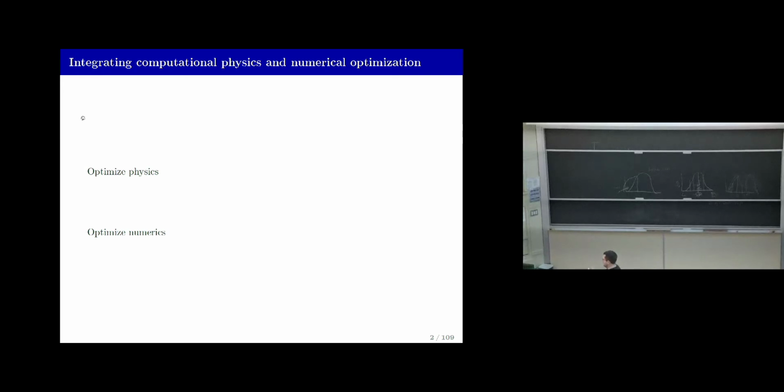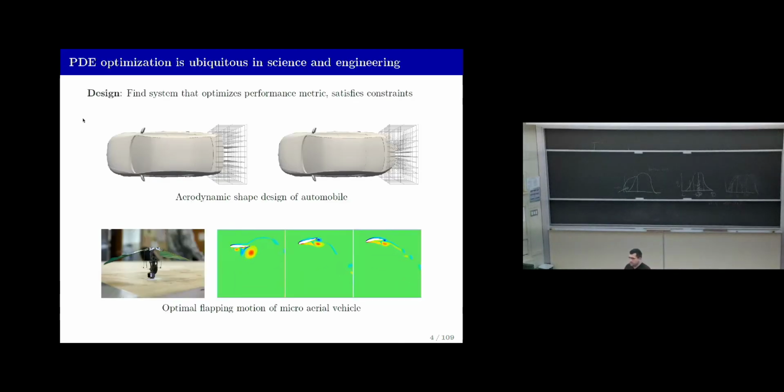So let me just start with, I'm going to get myself confused here. The first one, optimizing physics. Optimization problems show up everywhere in science, engineering, medicine, whatever you want. The most canonical example of an optimization problem is design. You want to find the system that optimizes some performance metric, maybe subject to constraints.